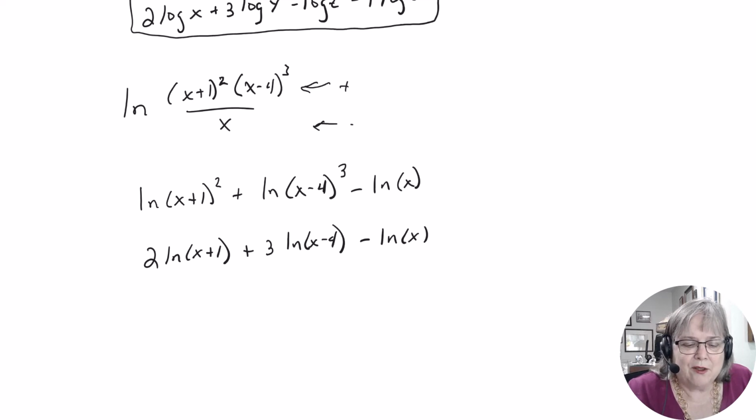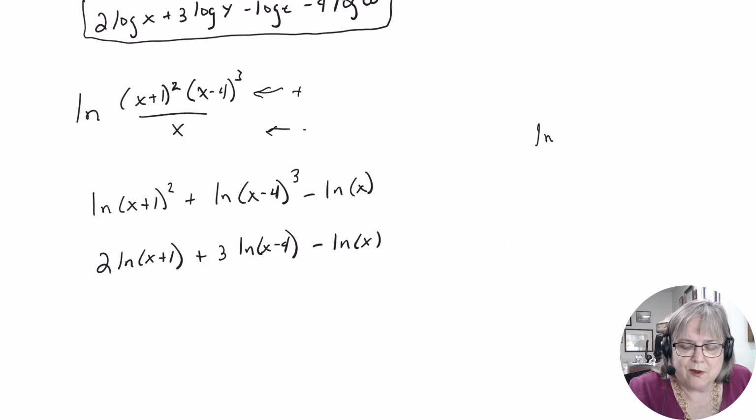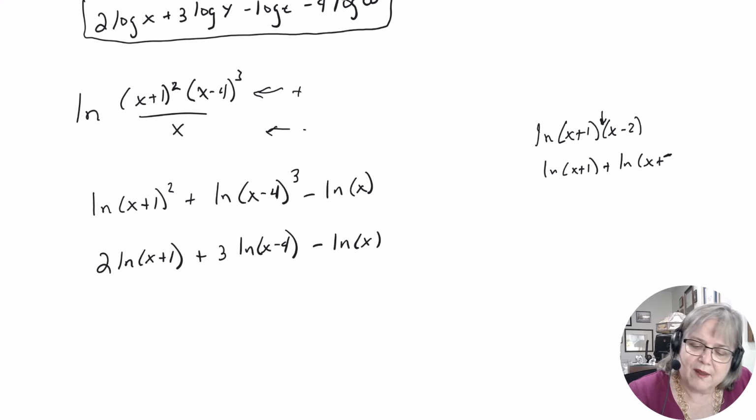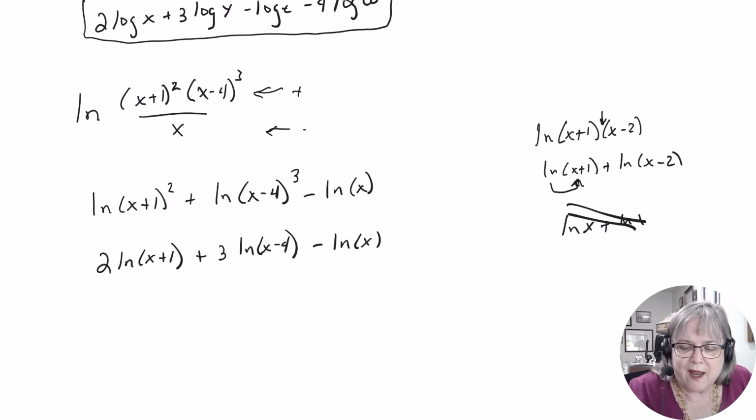All right. Now you can separate a product, right? So if you have x plus 1 times x minus 2, you can separate a product by adding. You cannot, absolutely, positively cannot, not in any shape, fashion, or form, separate this. It's not the distributive property. You cannot say that this is equal to the natural log of x plus the natural log of 1. This is absolutely a no, period.